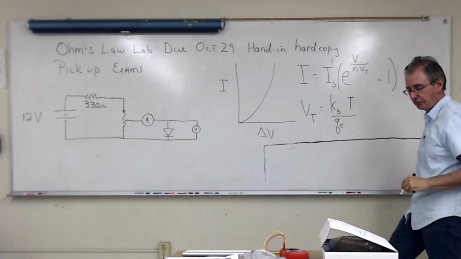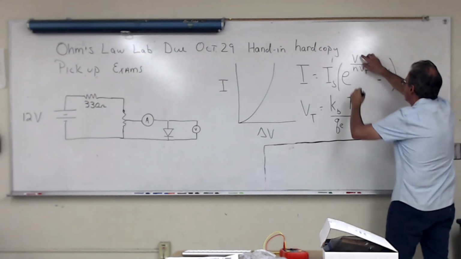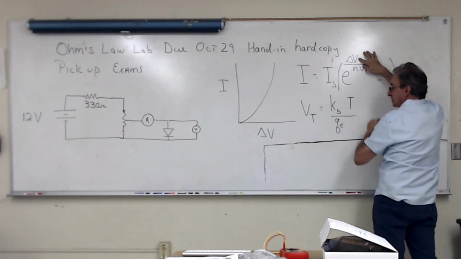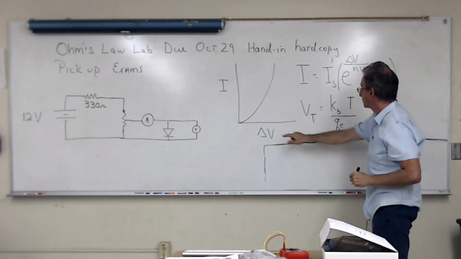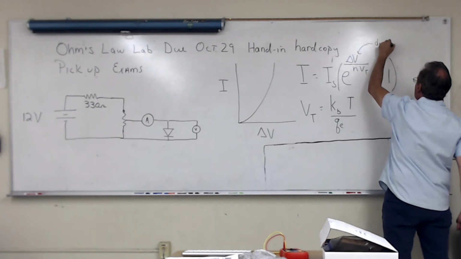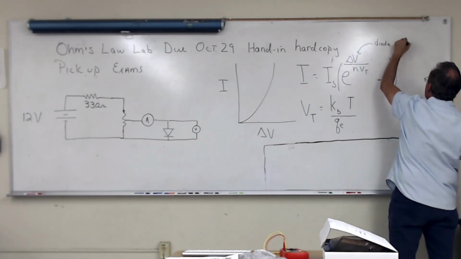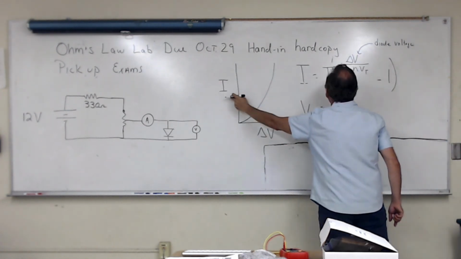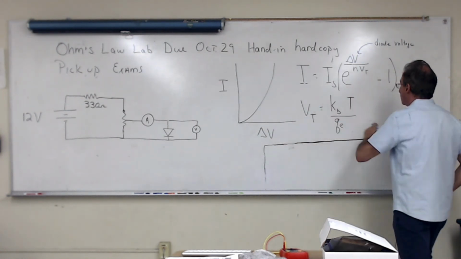Now in the lab, this is written as delta V. This is written as V. It really should be delta V. We've had that mistake for years. This is the voltage across the diode. So that's your independent variable, and this is the dependent variable. And this is a curve fit parameter.